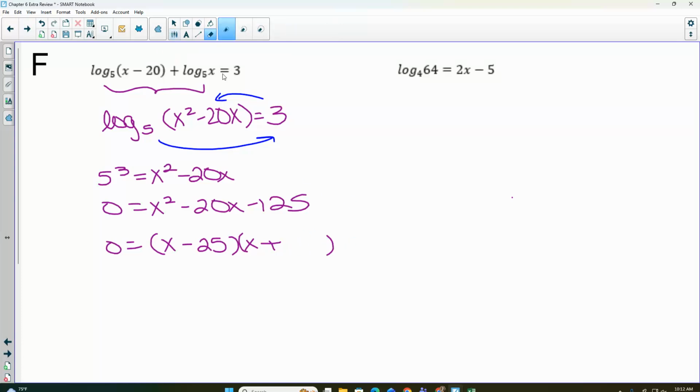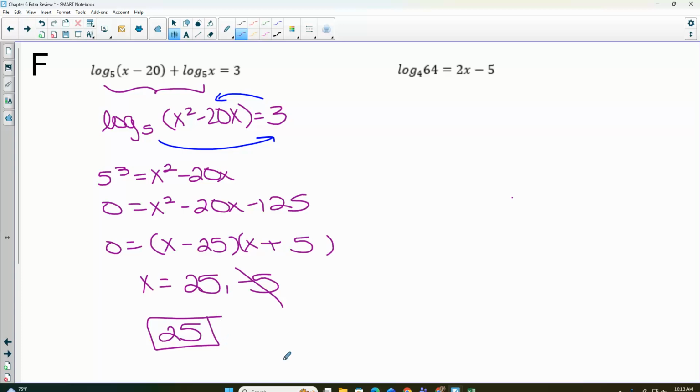So if we set those equal to 0, we get 25 and negative 5. And what do we have to remember to do at the end on any problem that starts with a log? Check it. The arguments have to be positive. So 25 minus 20 is good, 25 is good, that's fine. But negative 5 minus 20 is negative. So that one is out, and 25 is the only answer.